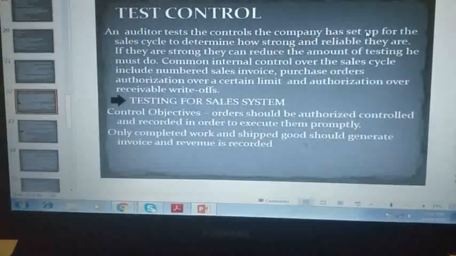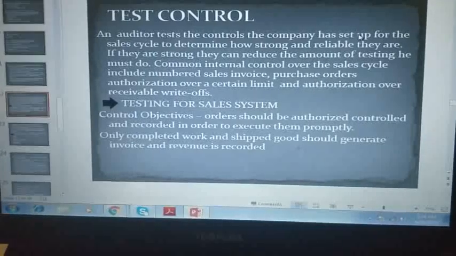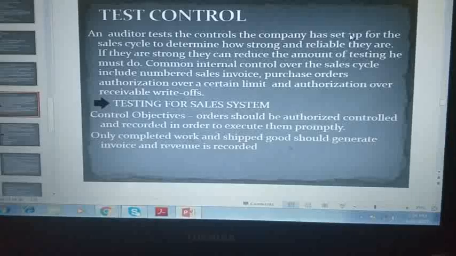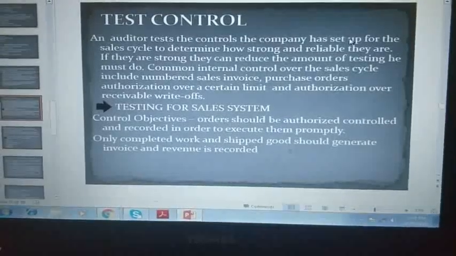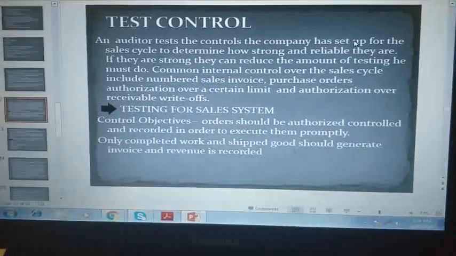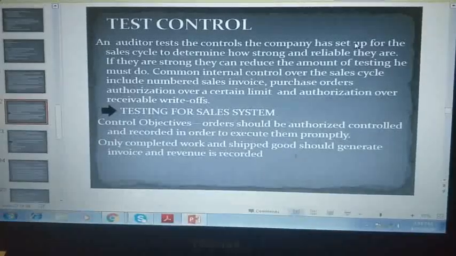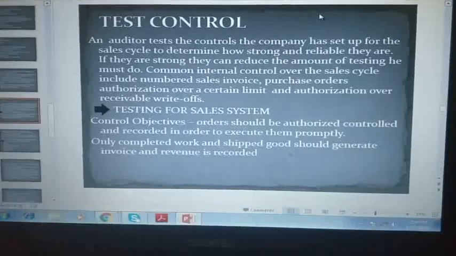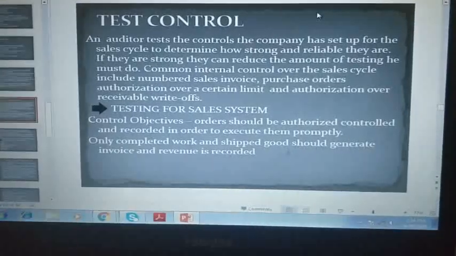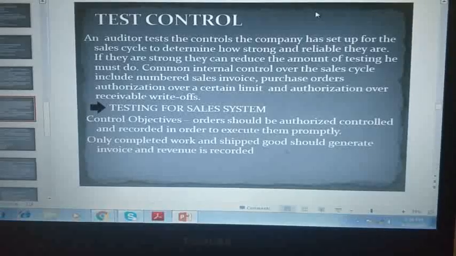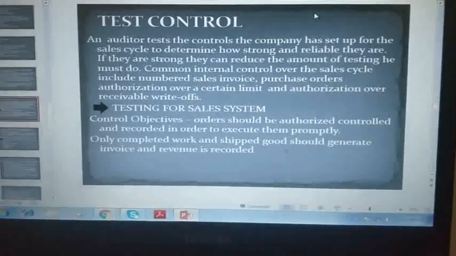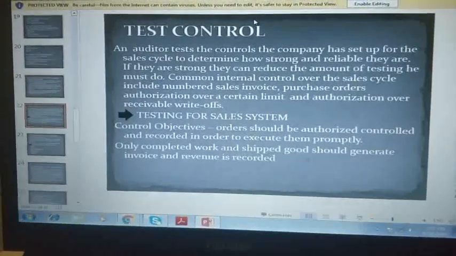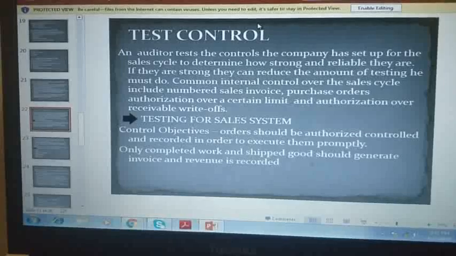You have to authorize the customers' orders, and you should also control and record these orders so they are executed promptly. Then once the goods are shipped and the work completed, this should be controlled, to ensure that invoices are issued and revenue is recorded for all sales. Whatever you are selling, you have to maintain a record of all of this. Then goods returned.